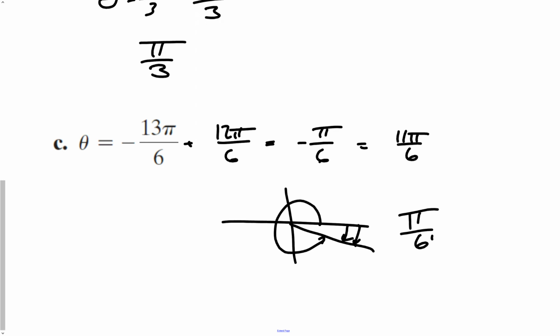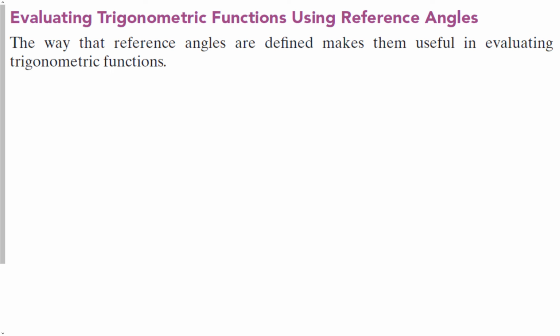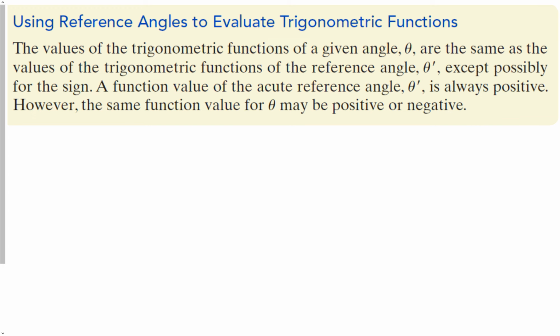Okay, so now that we have reference angles, what do we do with them? The way that reference angles are defined makes them very useful in evaluating trigonometric functions. So the values of trig functions for a given angle theta are always the same as the values of the trigonometric functions of the reference angle, except the sign, plus or minus, not the sine function, right? The sign. So a function value of an acute reference angle theta prime is always positive. However, the same value for theta may be positive or negative.